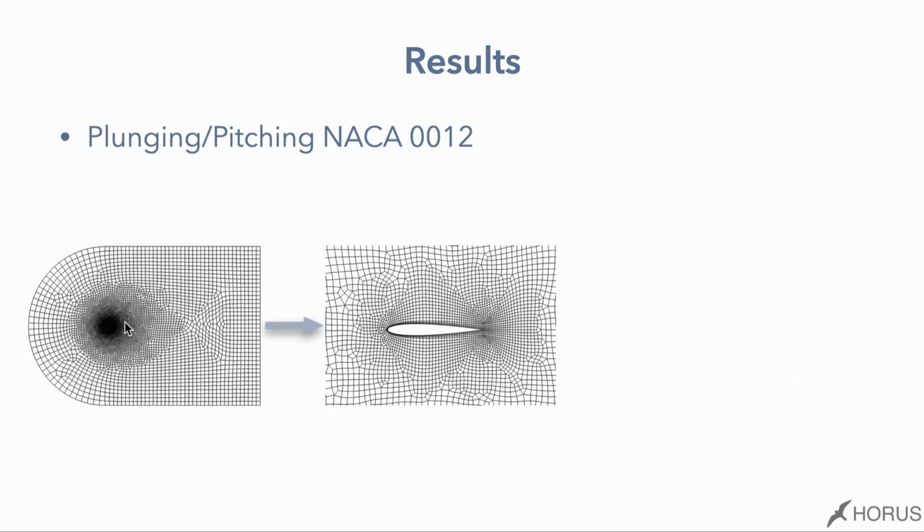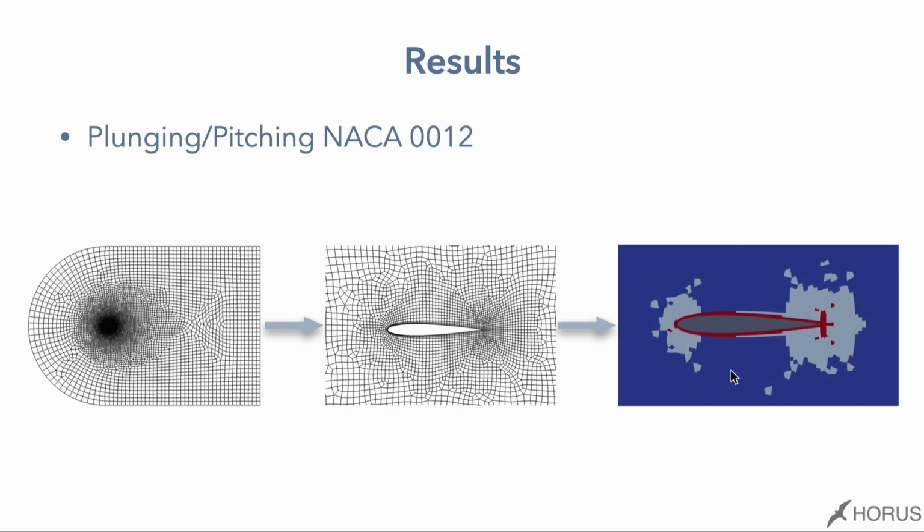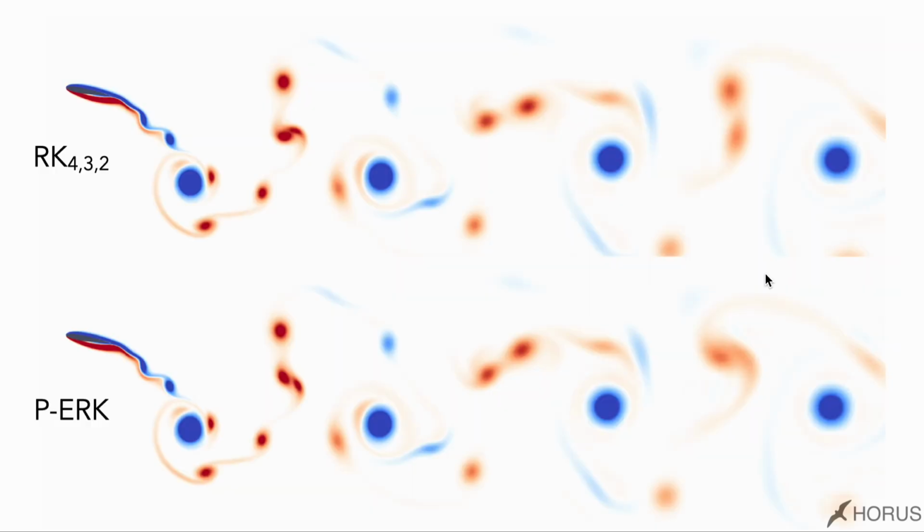Here's an example of a plunging and pitching airfoil. We've got a NACA 0012. Here's a zoom of the boundary layer, and you can see the number of active stages here. We've got 16 active stages, 8 and 3. Here are the results with adaptive classical RK method and adaptive PERK.